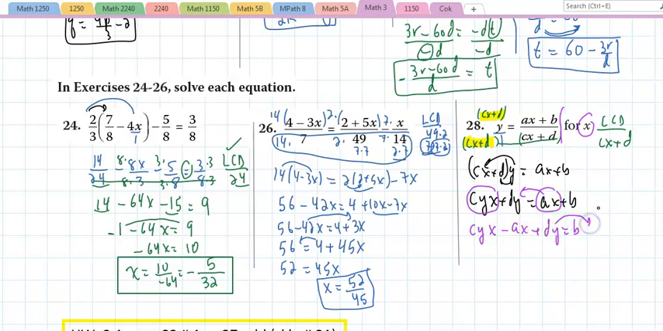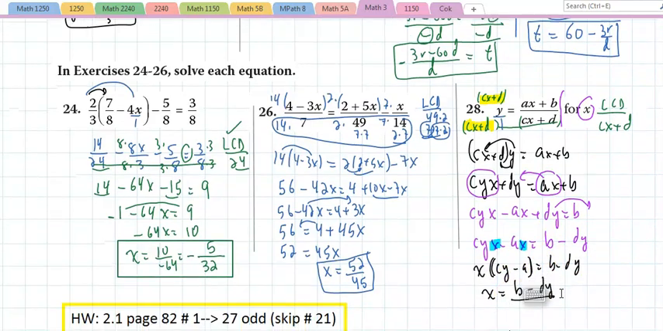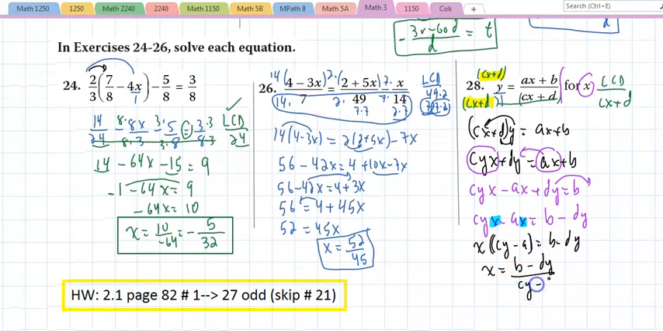Move the terms that don't have an x to the other side. If you move the positive dy to the left, it becomes negative dy. And I noticed that x is common in both. I factor that out, reverse the distributive property. Out of the first, I have a cy. Out of the second, a minus a. And now that I have x times a quantity, I would simply divide by whatever this is both sides. I'll get b minus dy divided by cy minus a. Again, this is a bit on the odd part, but that's what it is.